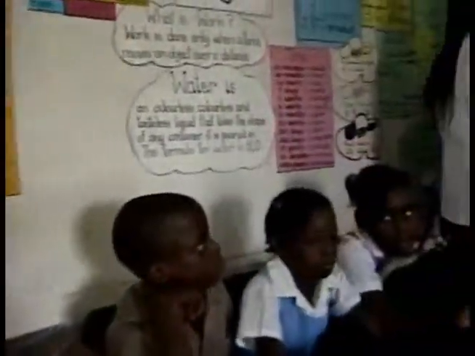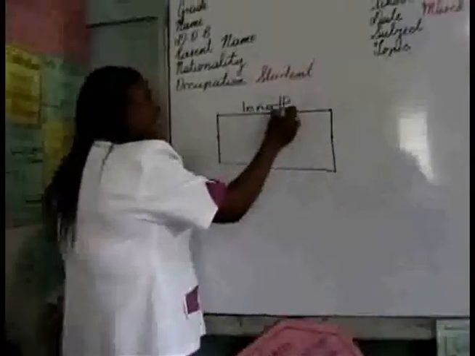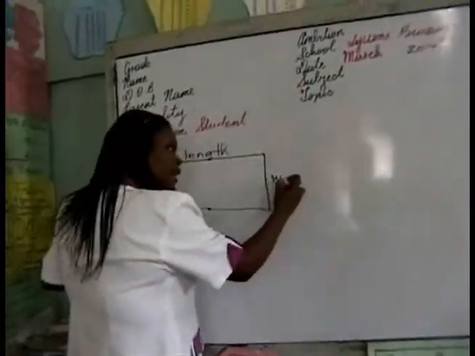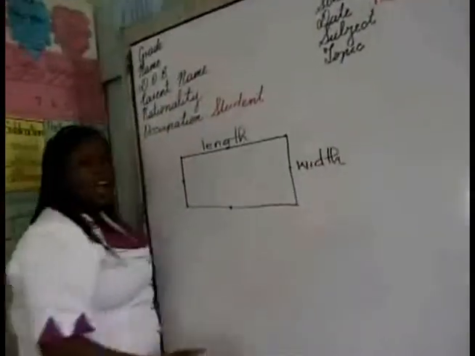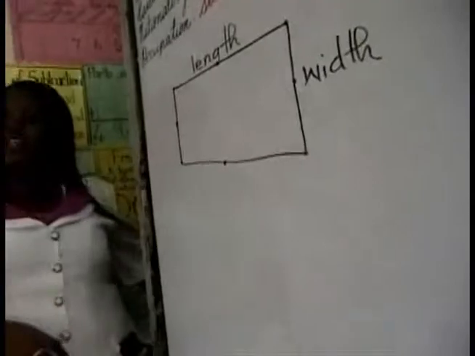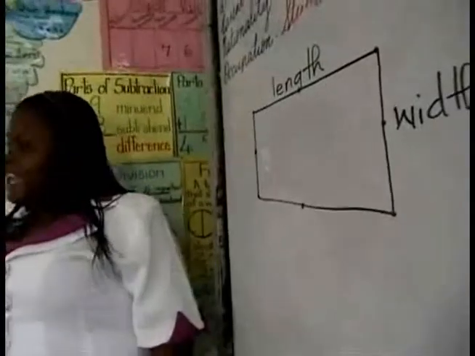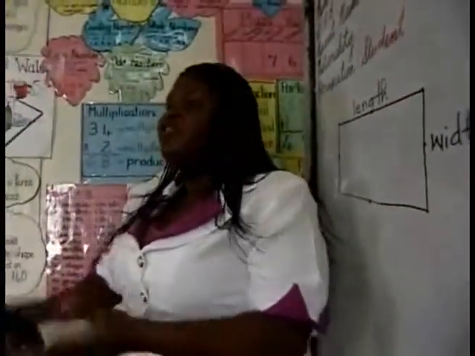Pardon me? A rectangle is a part of which family? Quadrilateral family, right? Now, this tells the length. So what does this tell? The what? Talk up. The width. Alright? Yes, the width. So we have the length and the width. Now, who can tell me how many pegs the rubber band touched? 6. How many? 6. Oh, you get this.